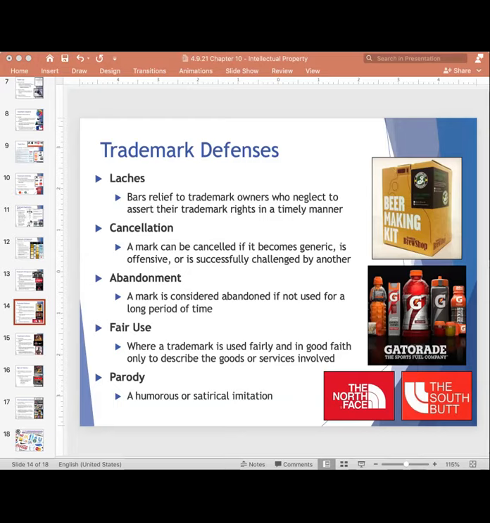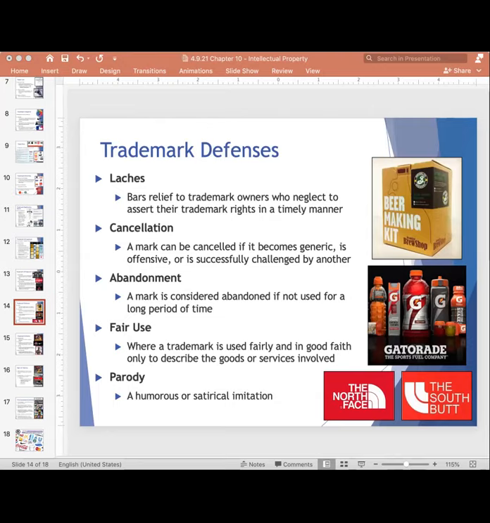Another example of a defense is cancellation. A mark can be canceled if it becomes common or generic. For example, Kleenex may have originally had a registered protected mark, but if that mark eventually becomes a common generic association with that general product, then that registered mark can be canceled.